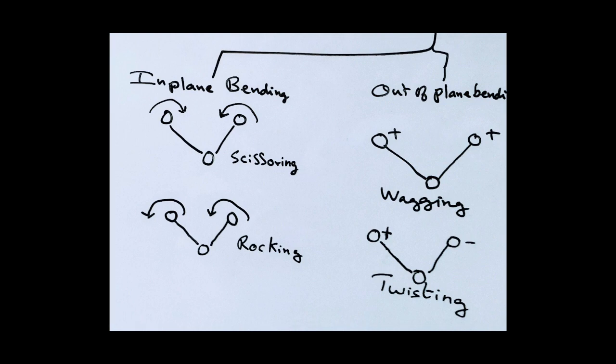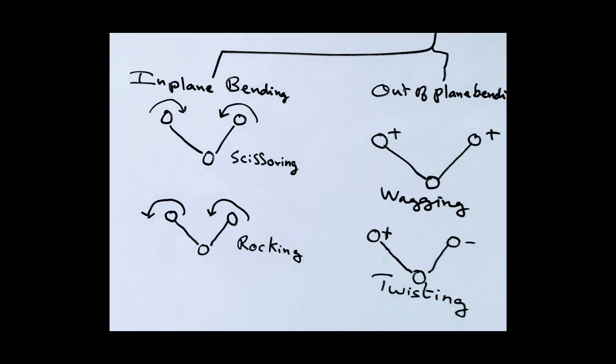Both the OH groups can bend in the same direction, and they will come back due to bending. Such a vibration is called a rocking vibration. And in this rocking vibration, the molecule will not come out of the plane. So we have two types of in-plane bending vibration. One is scissoring and another one is rocking.